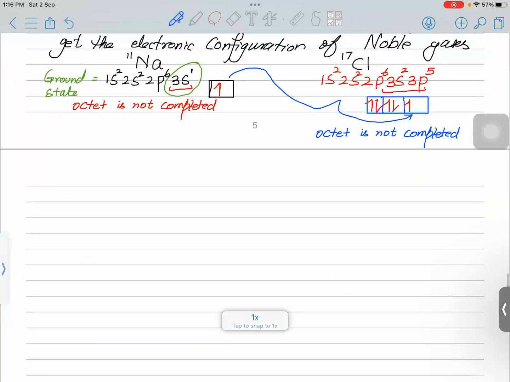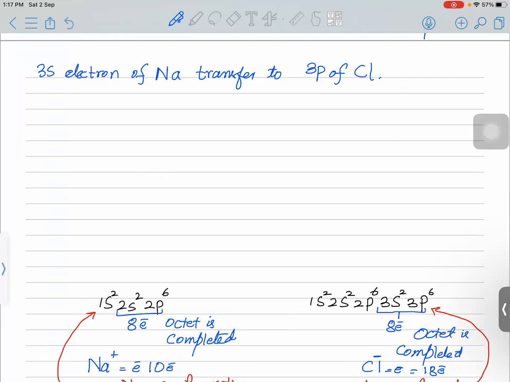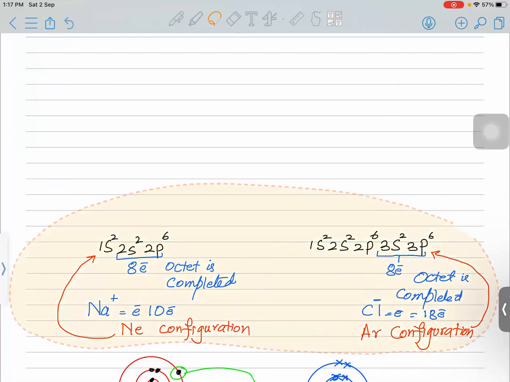Now next point: the 3s electron of sodium transfers to the 3p of chlorine. Now the new electronic configuration is this one.